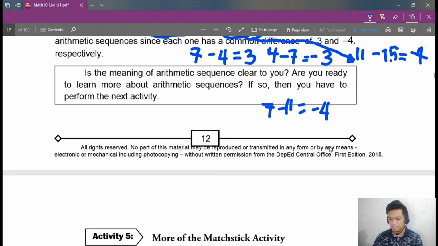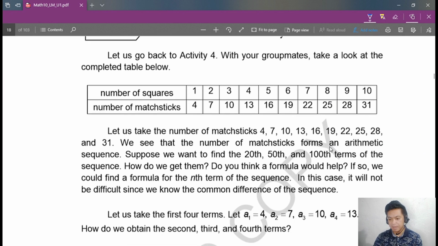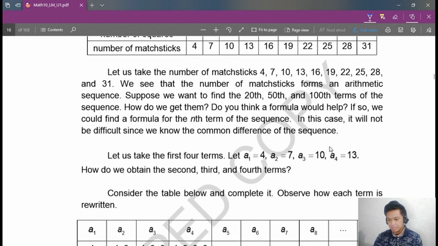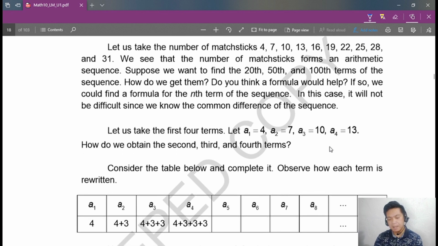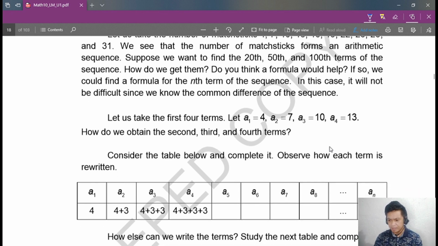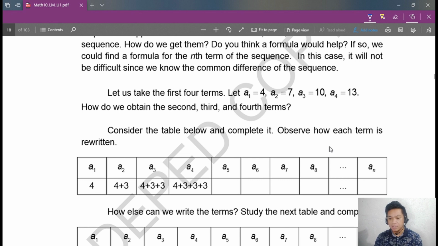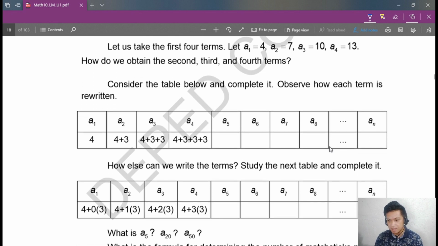Now, let's proceed. The same also with some topics in mathematics, ang arithmetic sequence, meron din siyang formula. This formula ay ginagamit para mapadali yung ating trabaho to find the next term. Kasi kung alam natin yung common difference, ang gagawin natin para makuha yung hinahanap na term is we're going to add successively. And that is very time consuming. Maubos yung time natin.